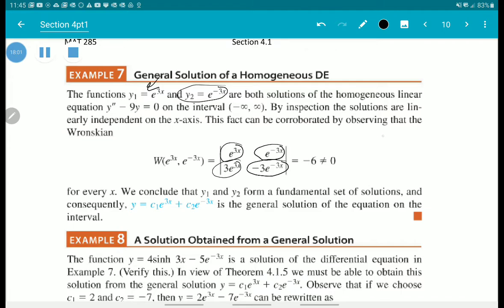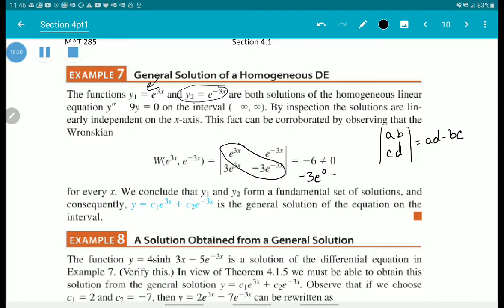So when we find the determinant of a 2 by 2, it's always a times d minus b times c. So it's going to be this, which would be negative 3 times e to the 0, minus this, which would be 3 times e to the 0. And that's going to give us that negative 6 that they got there. Since we got something that is not 0, we conclude that they are independent.